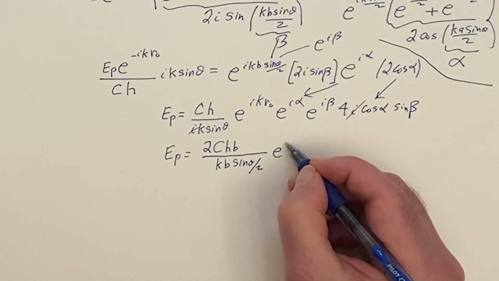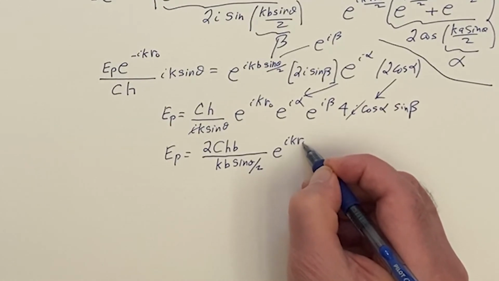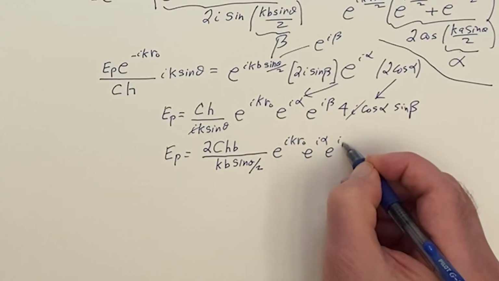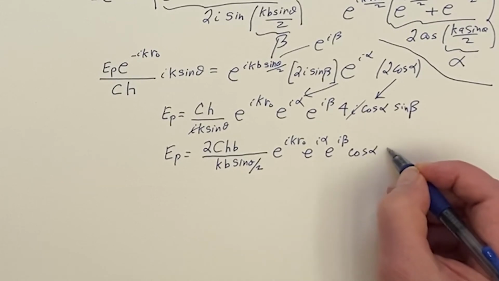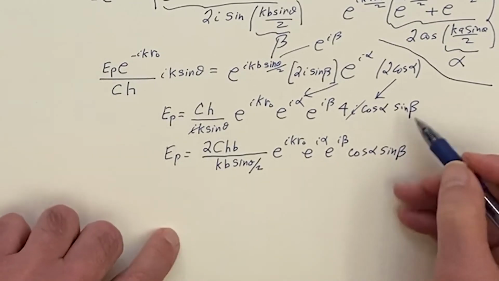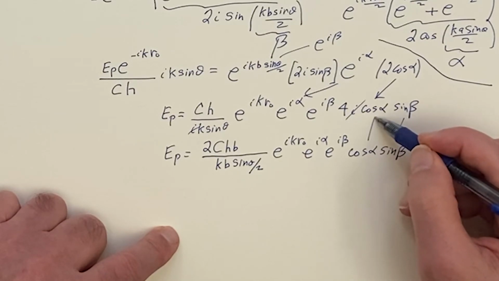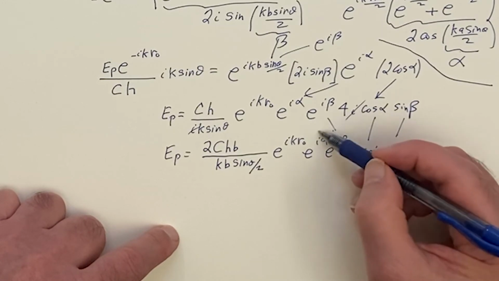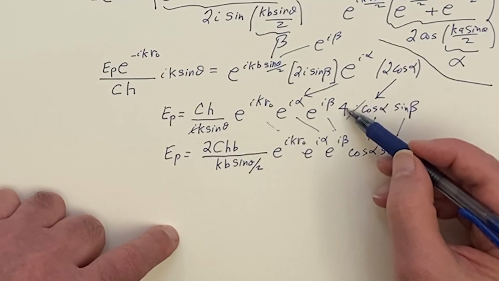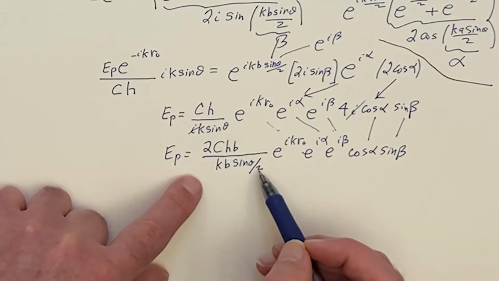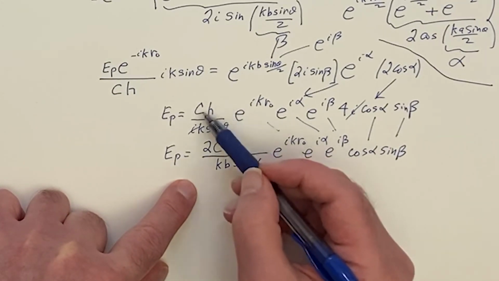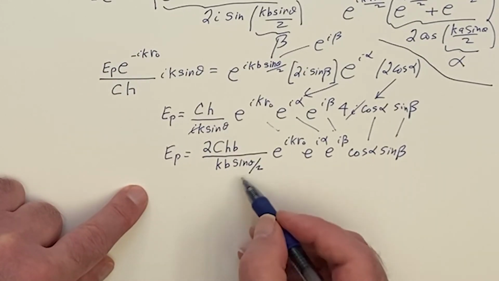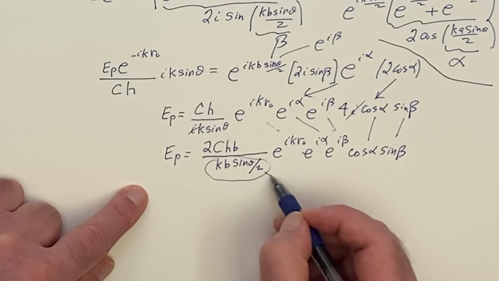So this is almost finished. ikr naught, e to the i alpha, e to the i beta, cosine alpha, sine beta. Let's just double check. Check, check. The i's canceled. Check, check, check. And what about that 4? Well, here, when that 2 comes back up, you'll get the 4, and the betas cancel. Everything's looking good. And we did that because, see, this is a beta.